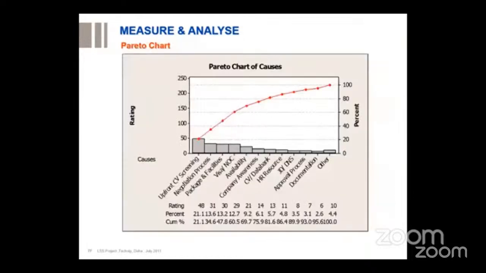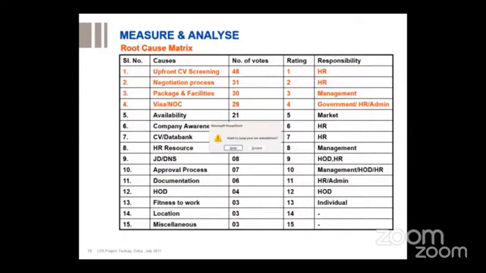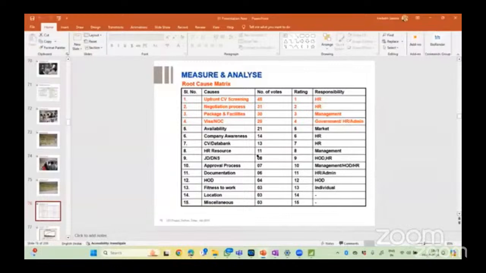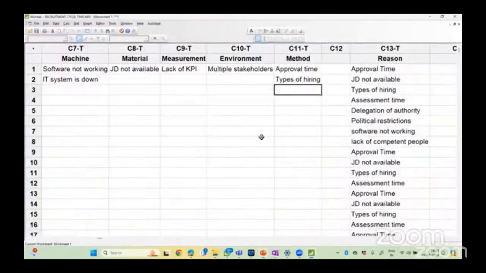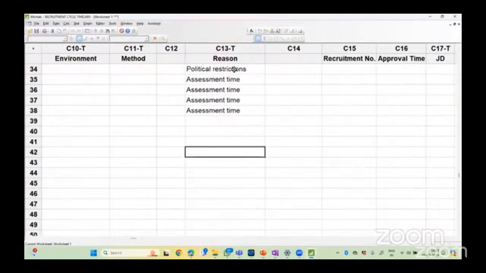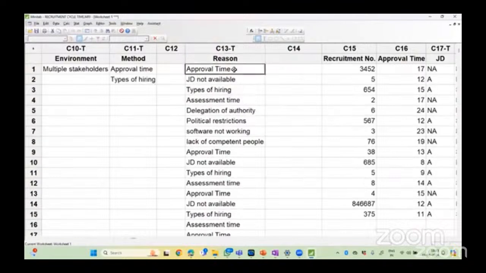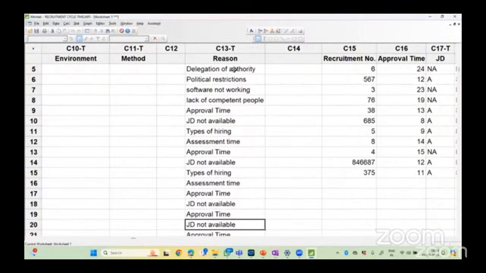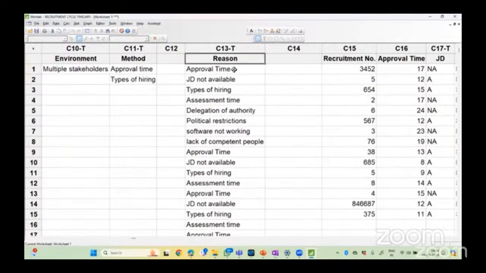So you'll find that when you do this chart from highest to lowest, the first 4 or 5 causes are contributing to almost 80%. The first 5 or 6 causes are contributing to almost 80%. The same thing can be done based on data. Here I used nominal group technique, where I took the opinion of the people, but in another way, I can look at the real data. Let's say I studied 38 recruitments, and the first recruitment got delayed because of approval time. The second got delayed due to job description not available. The third got delayed due to two reasons: a special type of hiring it was, and assessment time was too high. So we write down all the reasons, and some of the reasons will keep appearing again and again, more times.